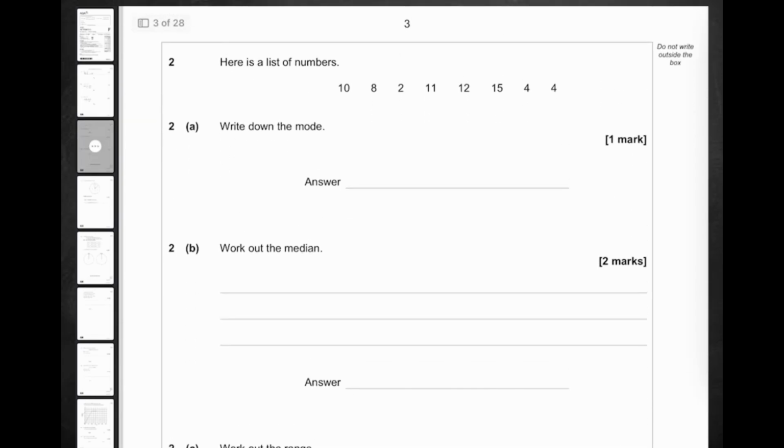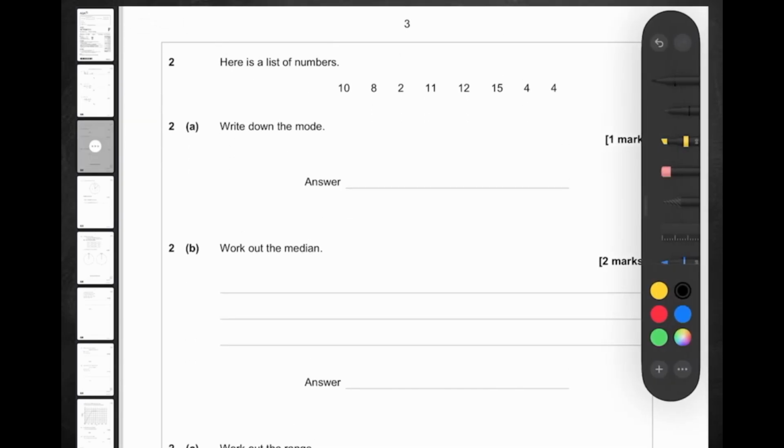And question 2. Here is a list of numbers. Write down the mode. So the mode is the most common occurring number, and you can see all of these numbers only occur once, apart from 4, which occurs twice, so the answer is 4.